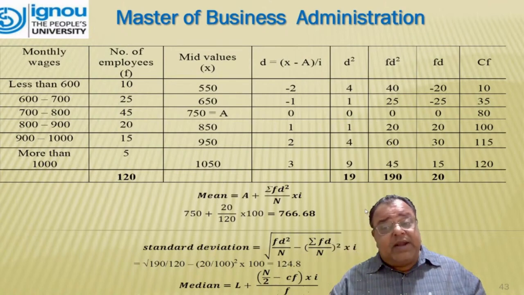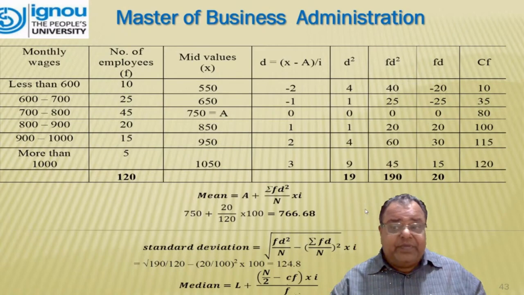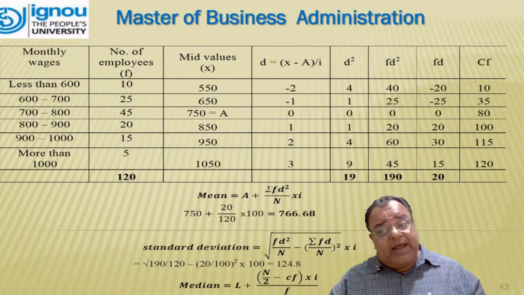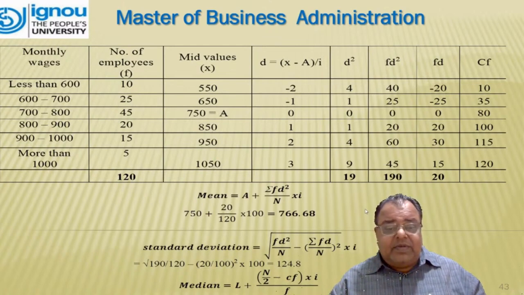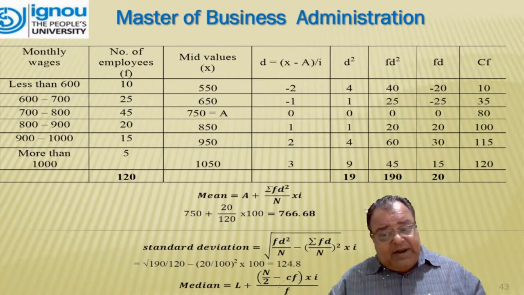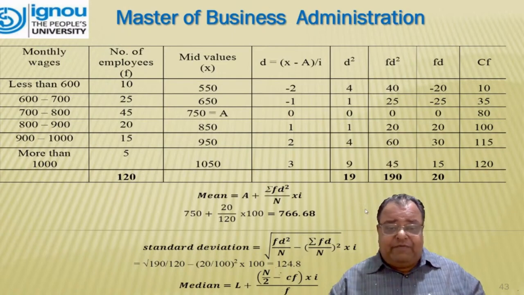Then we have to calculate FD square. This D square column has to be multiplied by F. Then we have to calculate FD. And the last column, you have to calculate cumulative frequency. All these values have been calculated. Now we move on to the formula.